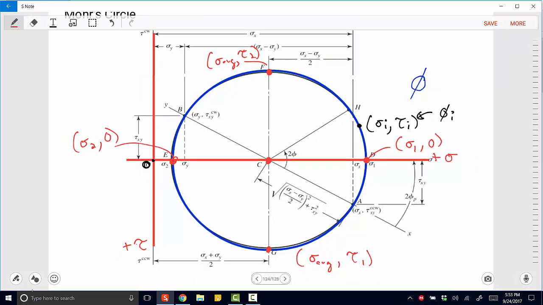We found where the first principal and second principal stresses act. We found where our first extreme value and our second extreme value act. And we're actually able to form this circle with those points of interest.